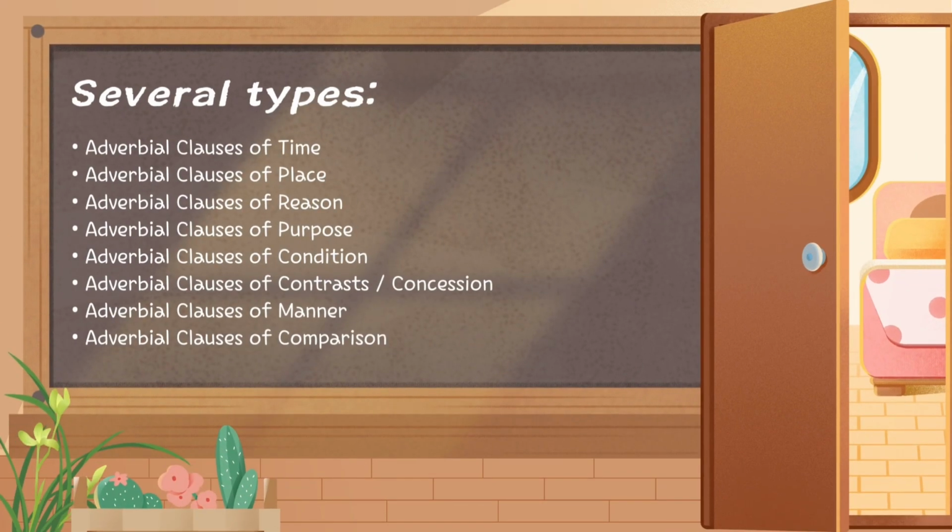There are several types of adverbial clauses, including adverbial clause of time, adverbial clause of place, adverbial clause of reason, adverbial clause of purpose, adverbial clause of condition, adverbial clause of contrast or concession, adverbial clause of manner, and adverbial clause of comparison.